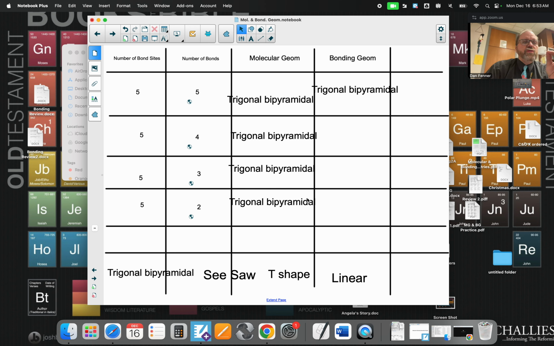But if we go to 4 bond sites, now where are they farthest apart? Well, this is 90 degrees. This is 120. So 120 is the most. So I'm going to lose one of these.